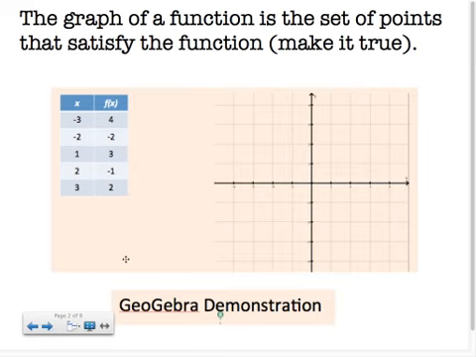Alright, we're going to mainly talk about graphs of functions today. So let's start by talking about how you graph a function. I know this is probably basic to you, but let's just talk about a few things here. The graph of a function is all ordered pairs that satisfy the function, which means make the function true.